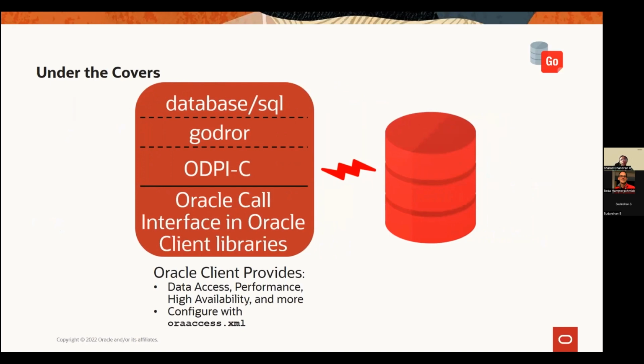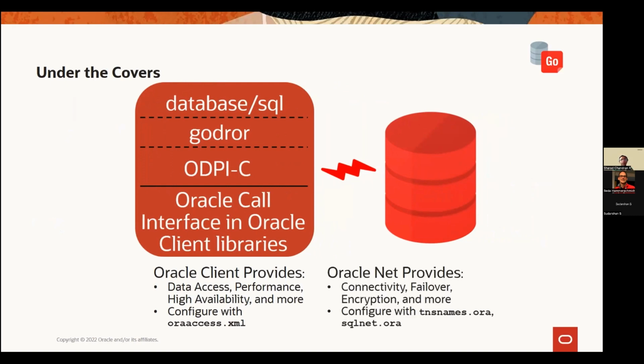So why are we using Oracle client libraries and Oracle Call Interface? Because these libraries provide us high performance features like data access, high availability, and more. It also allows us to configure the way we connect to the database with the oraaccess.xml file. The connection is done through the Oracle Net protocol, so you have the standard Oracle client to database version interoperability over Oracle Net. ODPI-C also provides statement caching, which makes programs using Godror much more efficient.